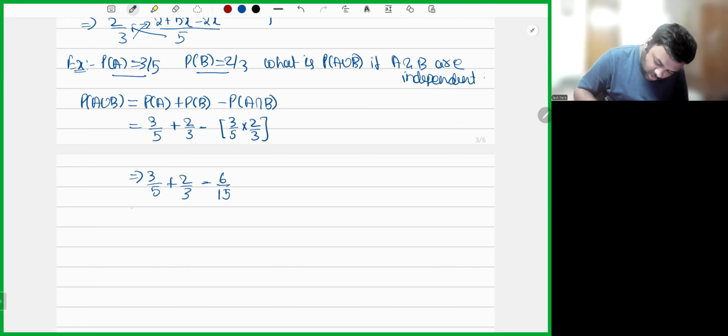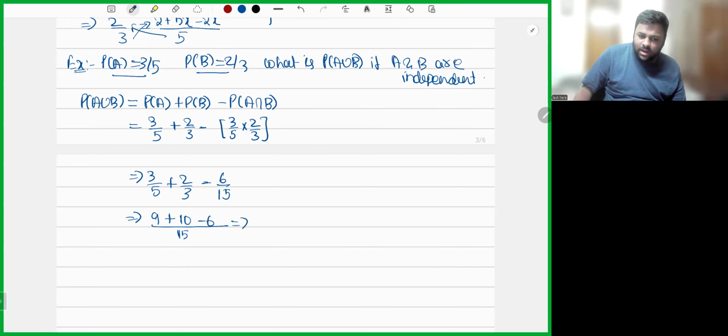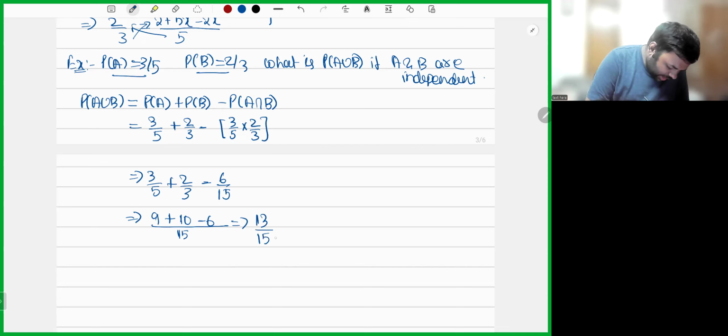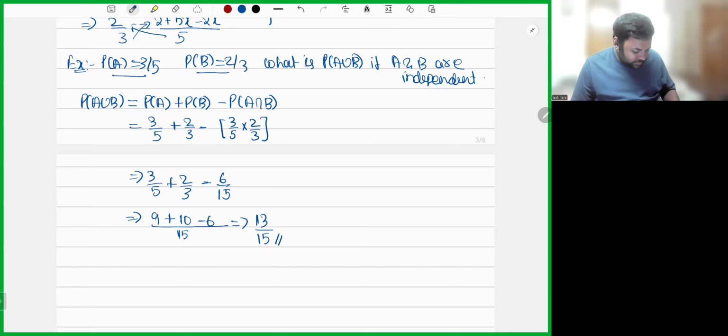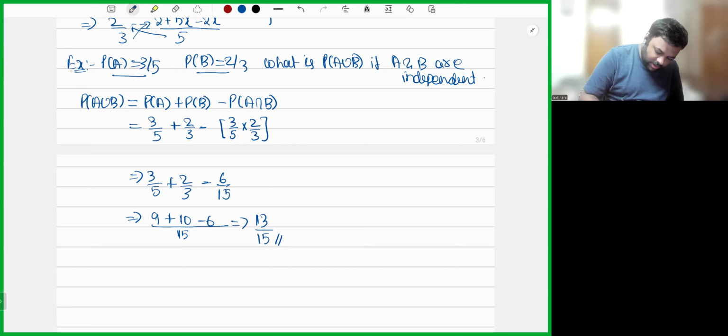Okay. Now let's go ahead and take the LCM. LCM is 15. So 5 into 3 is 15. 3 into 3 is 9. 3 into 5 is 15. 5 into 2, 10. Minus 6. So 10 plus 9, 19. 19 minus 6, so we have 13. 13 by 15. So the answer is simple. Answer is 13 divided by 15. Okay. Now, let's proceed to the next question, my dear friends. If there is any mistake, please make sure that you correct it.